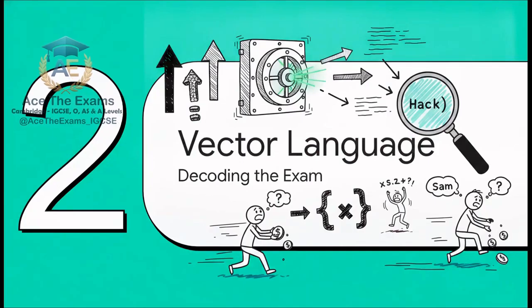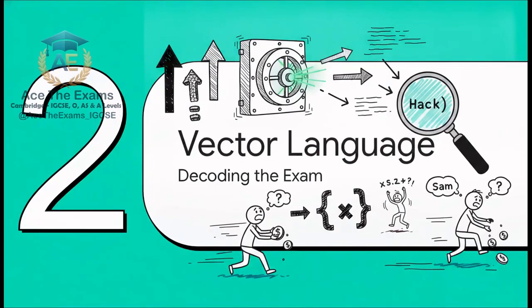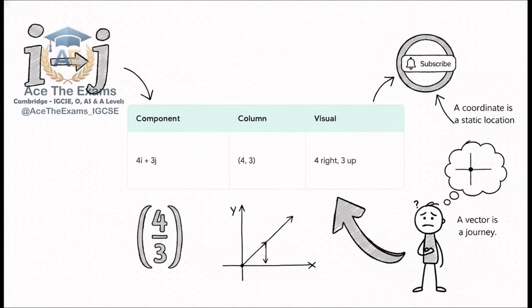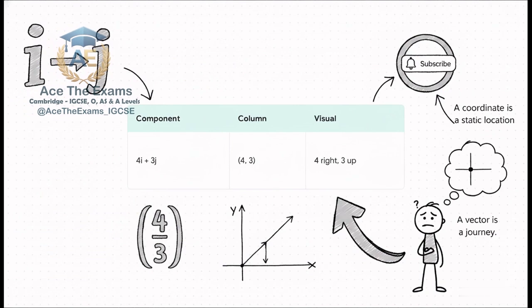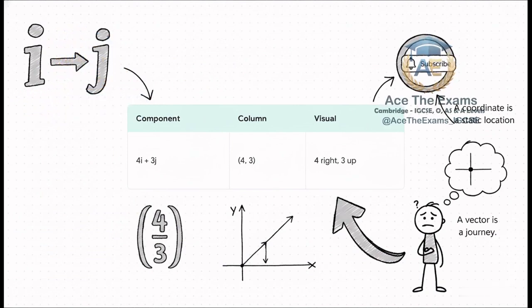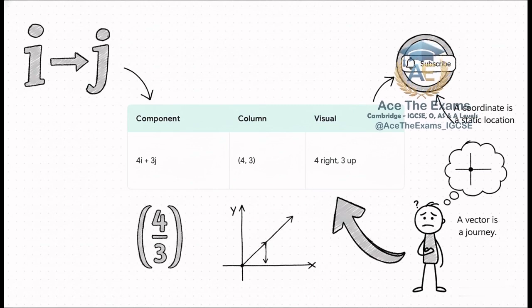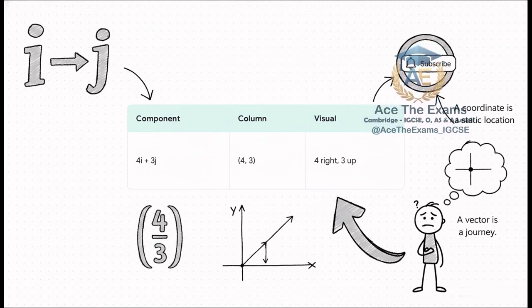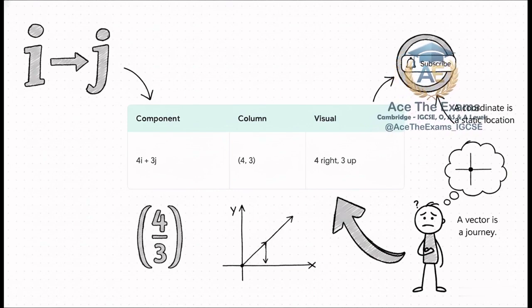Section 2. Speaking the vector language. It's time to decode the exam. You can't hack the vault if you can't read the code, right? Whether you see a vector written with bold i and j components or stacked vertically in a column, it is simply telling you the exact horizontal and vertical distances to travel. In component form, 4i + 3j is perfectly identical in meaning to the column vector with a 4 on top and a 3 on the bottom.